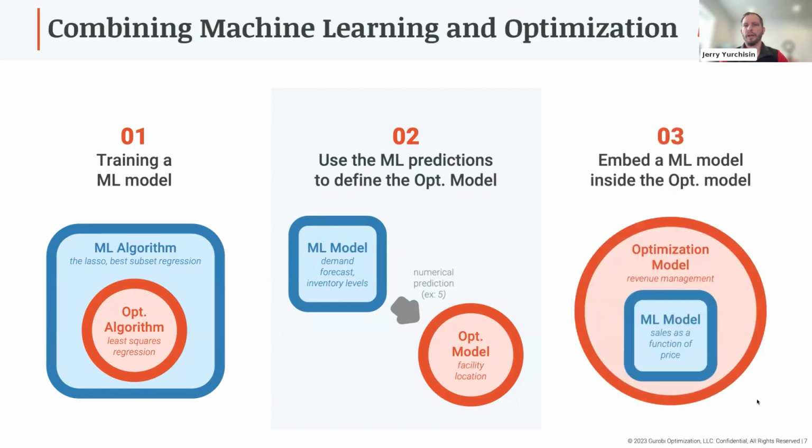And then the third way is something that is kind of exciting, something that Gurobi has put a little bit of effort into, making it easier for people to do stuff like this. What you see all the way on the right is to actually embed a machine learning model inside an optimization model. So let's say that you have a machine learning model that relates the price of an item to the demand. Obviously, if you increase the price, the demand will go down. If you decrease the price, the demand could go up.